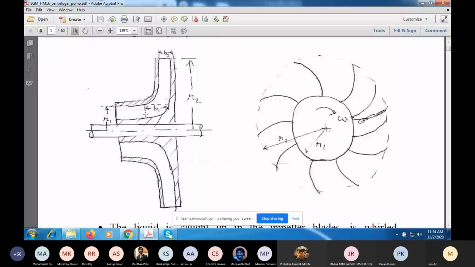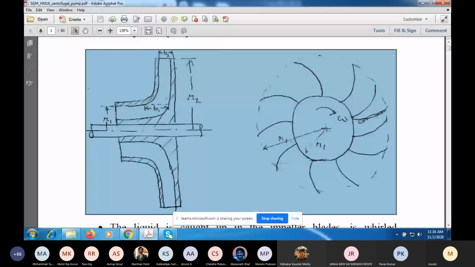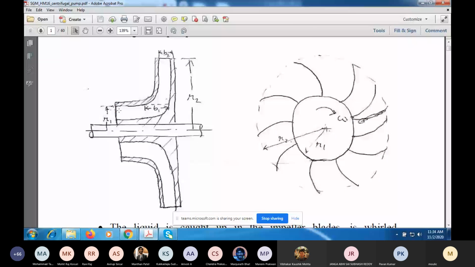Between the inlet here, which is the eye of the impeller, an annular section, and this dotted line here, which is at r equal to r1. So r1 is this inner radius here, and r2 is the outer radius. r1 is the inner radius of the vanes or blades, and r2 is the outer radius of the vanes or blades. From r equal to r1 to r equal to r2, you can say that the fluid will go out radially.